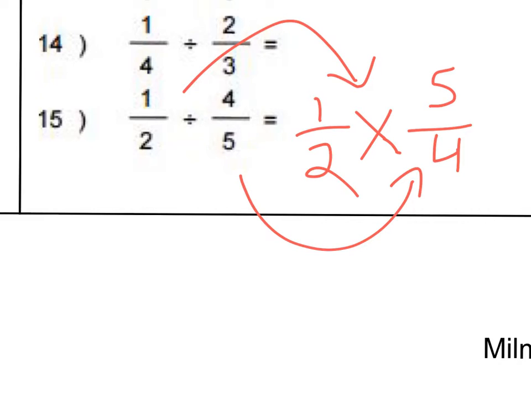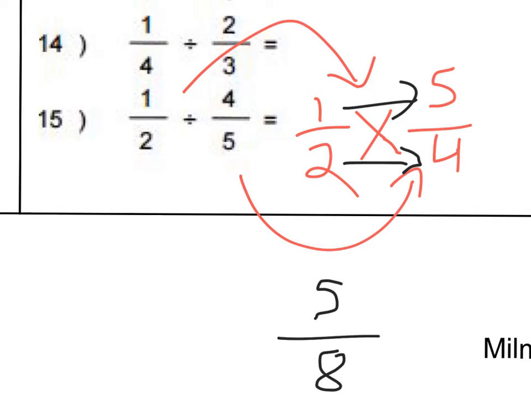What's the next step, Brian? Simplify. Can we simplify this? No, because there's nothing, right? Okay. Now what do we need to do? We need to multiply. Multiply the numerator, like we've been doing, and then the denominator, right? What's 1 times 5? 5. What's 2 times 4? 8. Can you simplify this? No, so we're done, right?